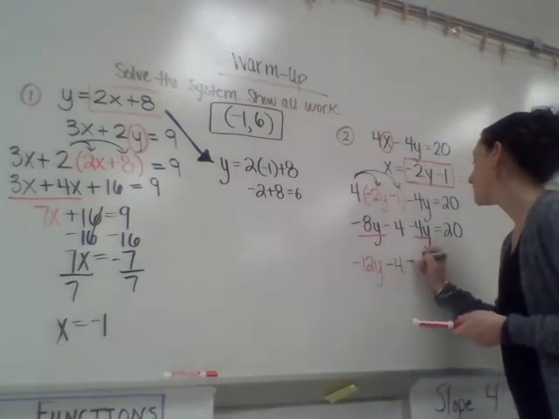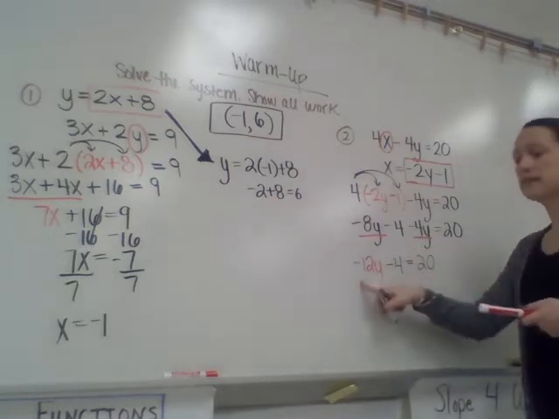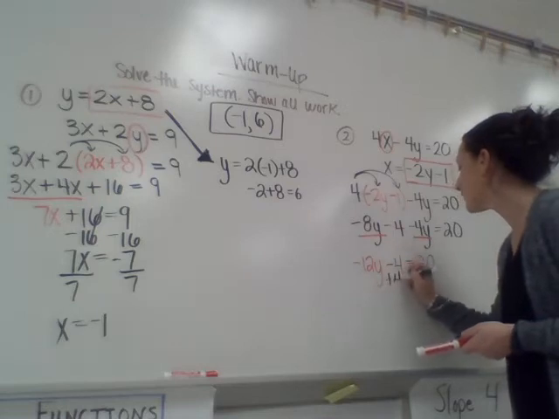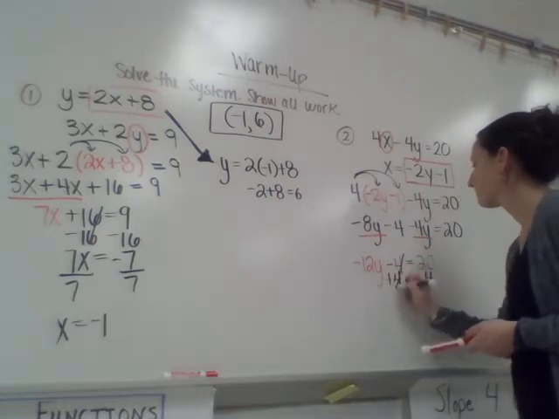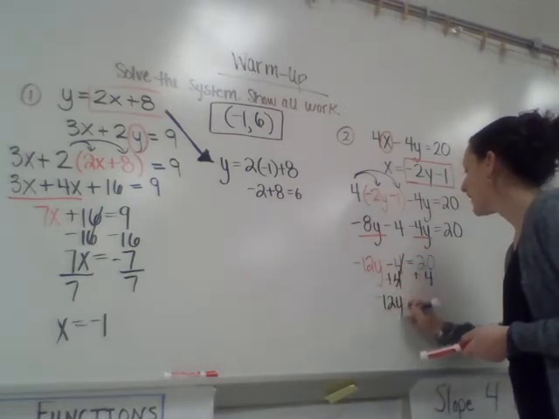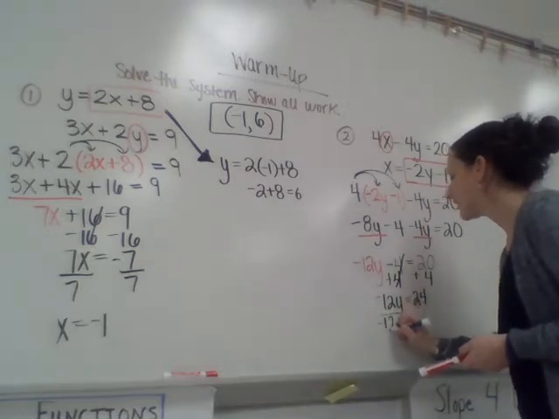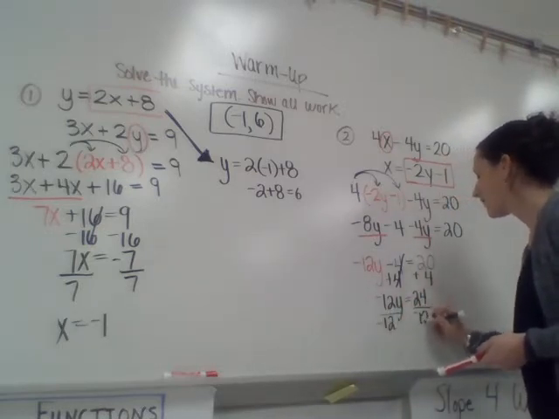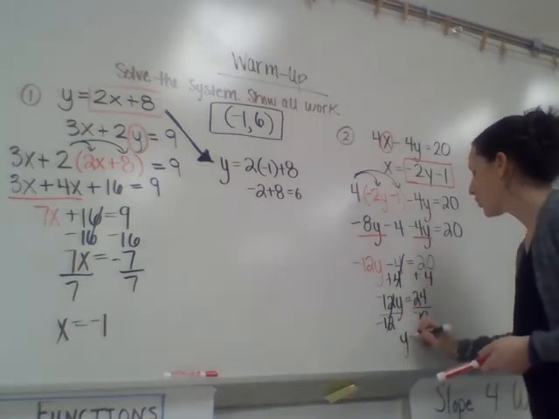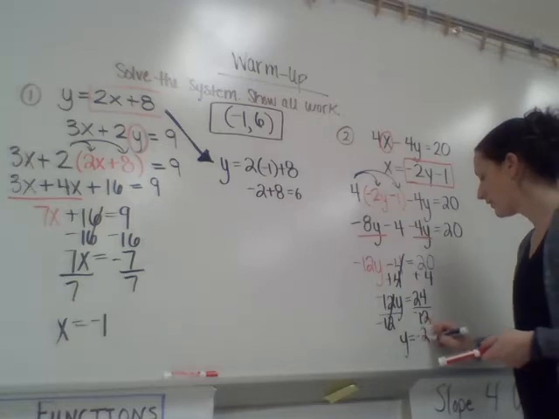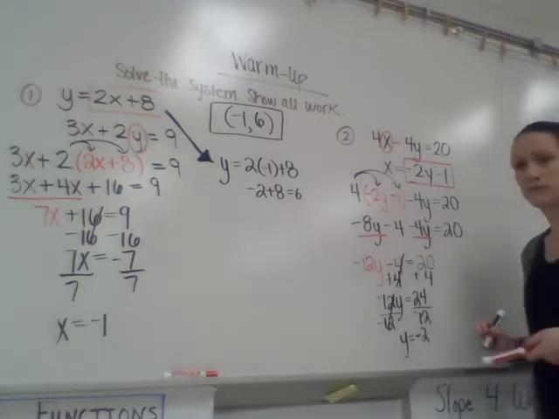Minus 4 equals 20. To get y by itself, I first need to add the 4 over to be with the 20. Negative 12y is equal to 24. Divide by a negative 12. Don't lose that negative in front of the 12. 24 divided by a negative 12 is a negative 2.